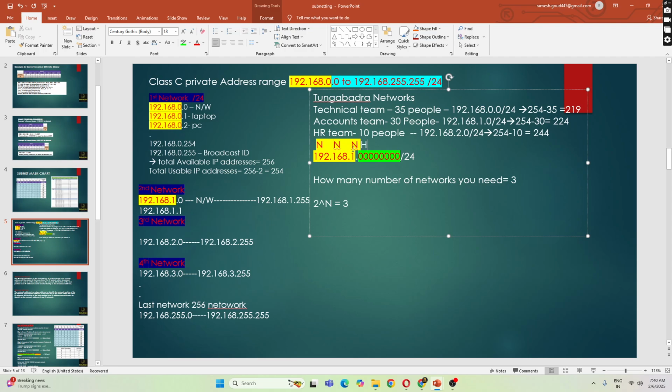If you see, these are network bits. The first 3 are network bits, and these are host bits.